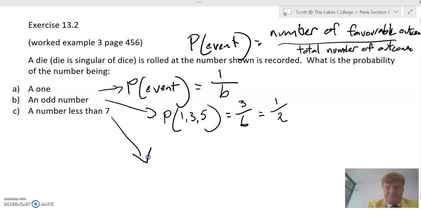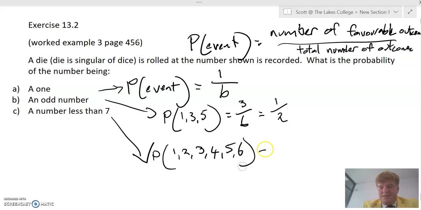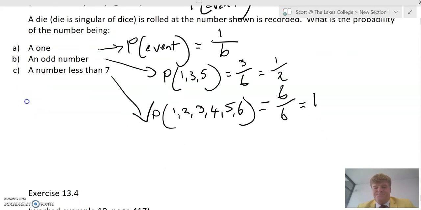The last one, the probability of a number less than 7. So the numbers less than 7 will be 1, 2, 3, 4, 5, 6. So on a 6-sided die, we're going to have 6 possible outcomes out of the 6, which is 100% that we're going to roll those numbers.